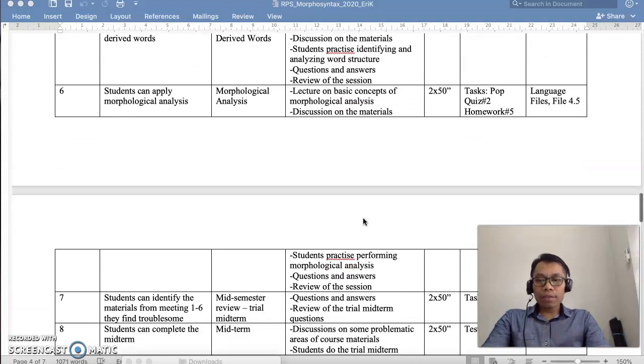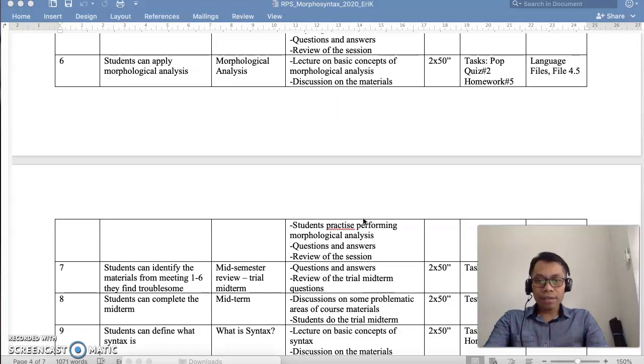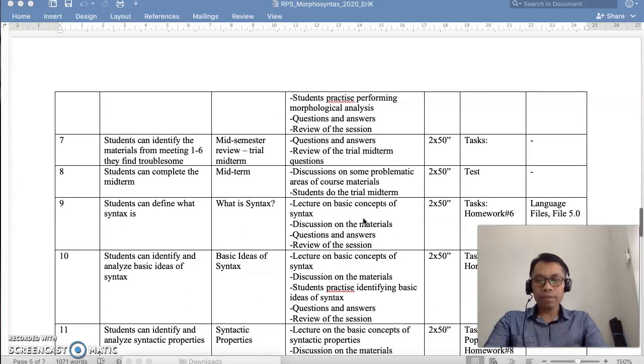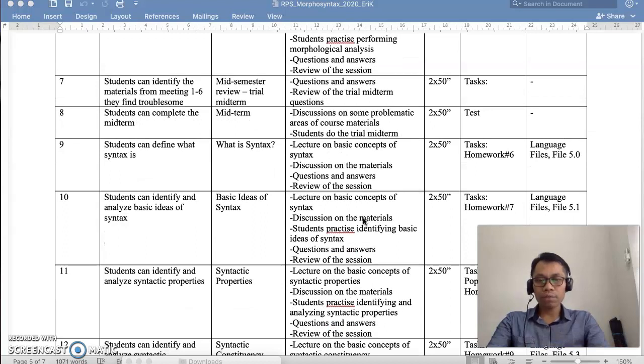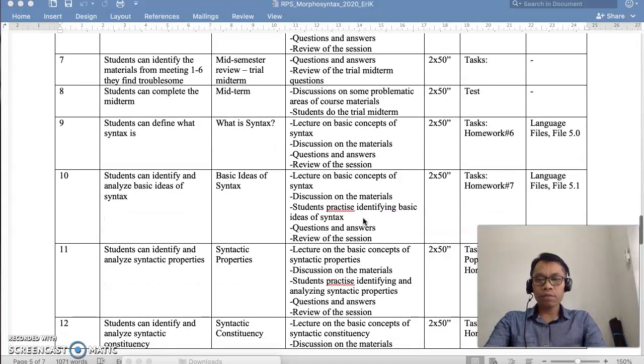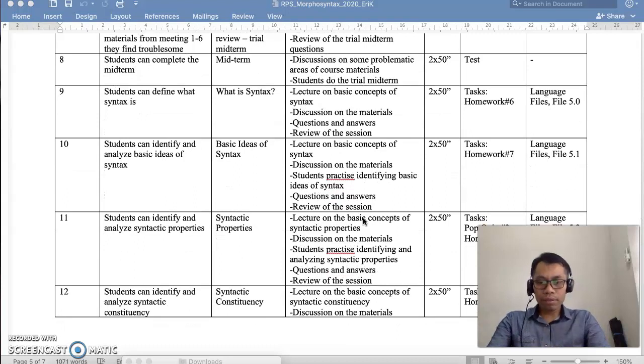And then in week 6, we'll be talking about morphological analysis, how to analyze words. And in week 7, you will do a mid-semester review together, just to review all the materials that we've talked about. In week 8, you will do the midterm to evaluate what you have mastered. And then in week 9, we'll switch to a different but still related topic, i.e. syntax, the science of sentence formation.